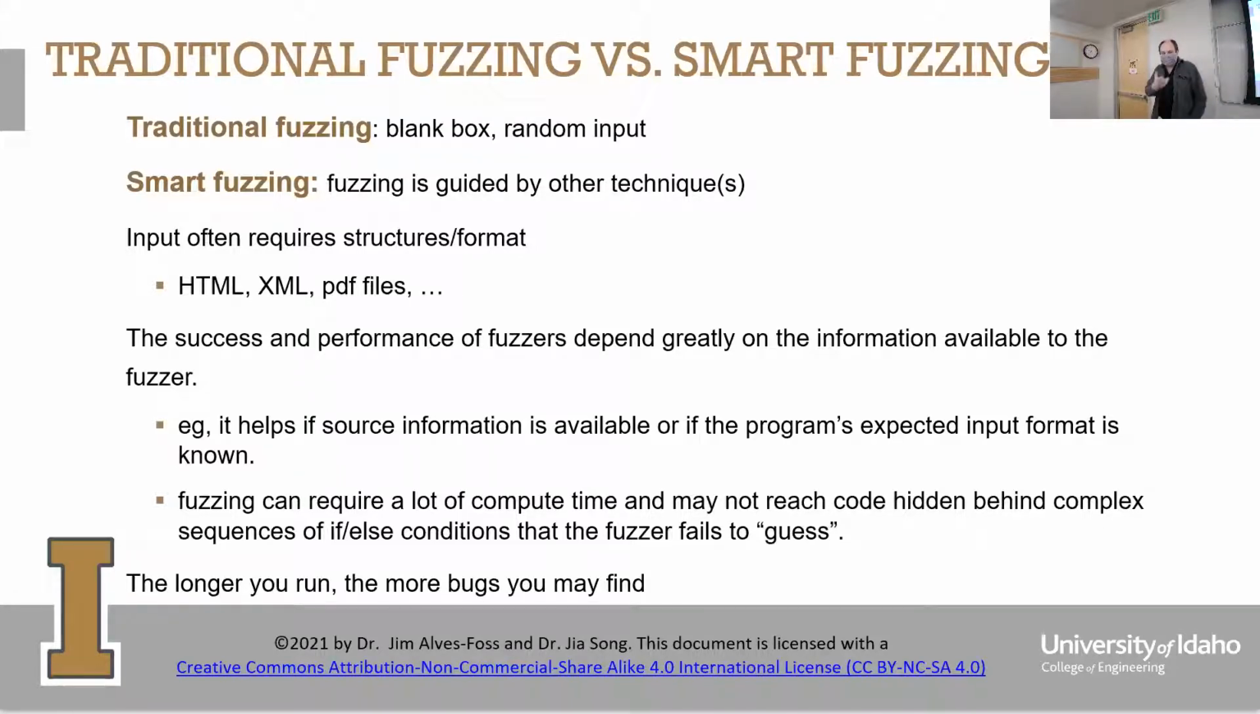So like I said, and I never fixed this still, traditional fuzzing is black box, random inputs. Smart fuzzing is guided by other techniques, like, hey, here's how you create HTML, XML, PDF files, whatever. So it helps to have that information. The question is, do I have the right information?